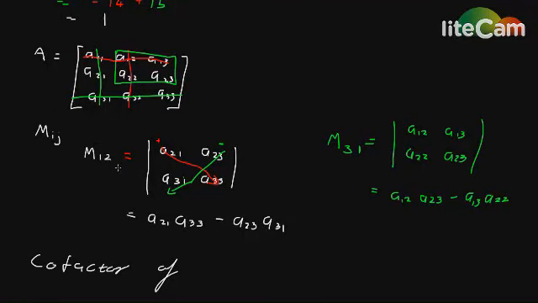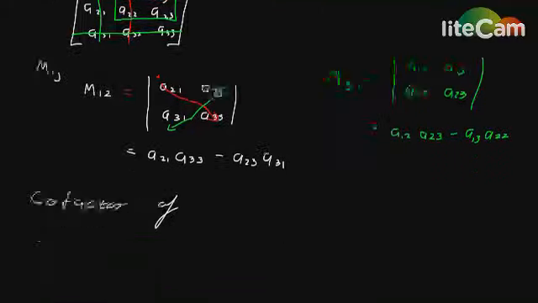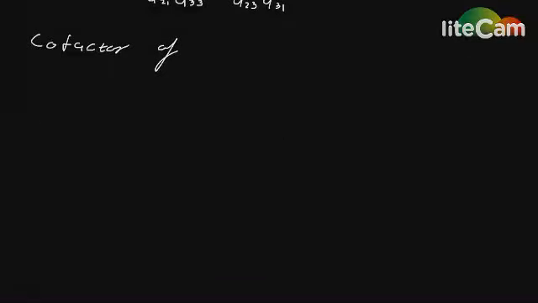We take the minor of an element. So the minor of element 1, 2, which is this one, is calculated like that. And the same story for cofactors. The cofactor of an element Aij is equal to -1 to the i plus j times the minor ij.